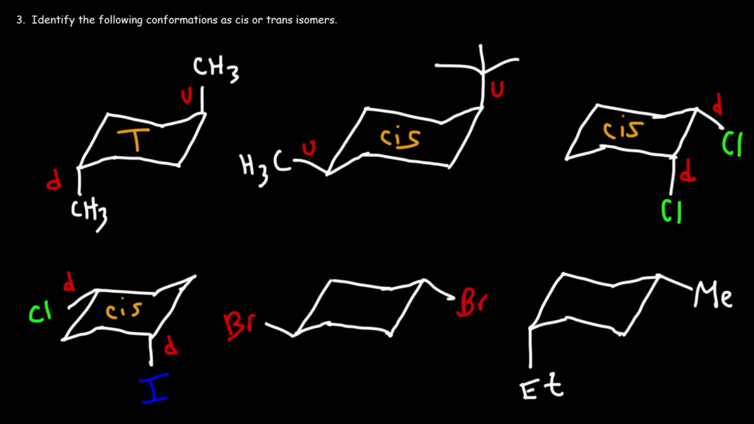For this one, this is equatorial up, equatorial down. So if one is going up, the other is going down, this is going to be trans because they're going in opposite directions. And for the last one, this is axial down, equatorial down. So that's going to be the cis isomer. So that's how you could determine if a particular chair conformation is a cis isomer or a trans isomer.